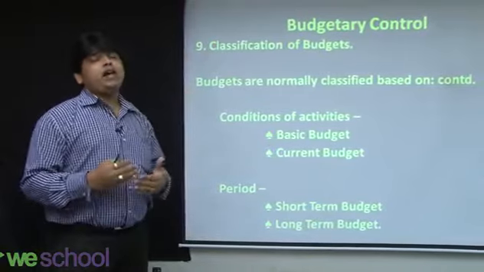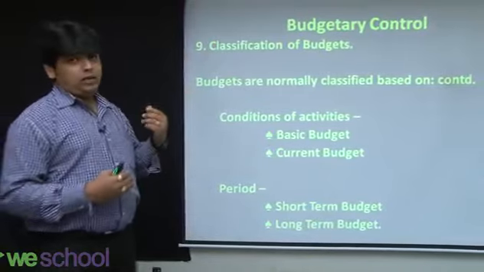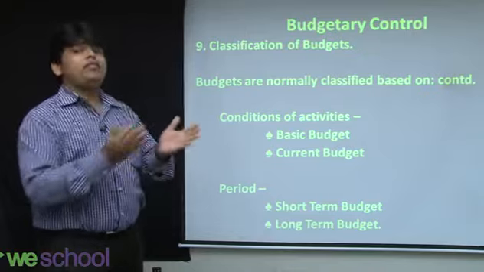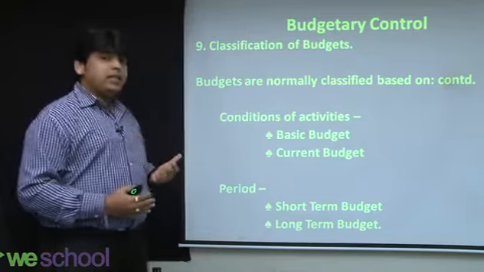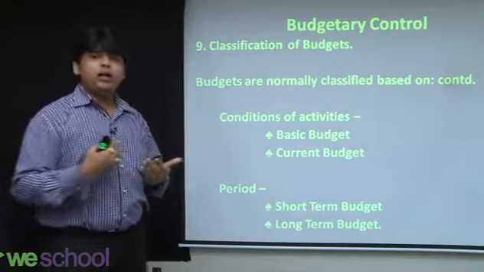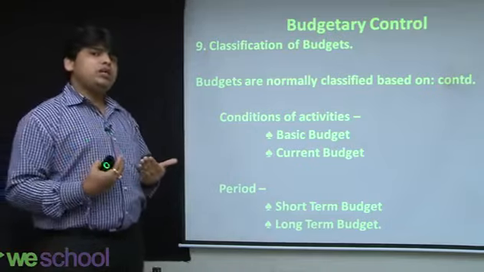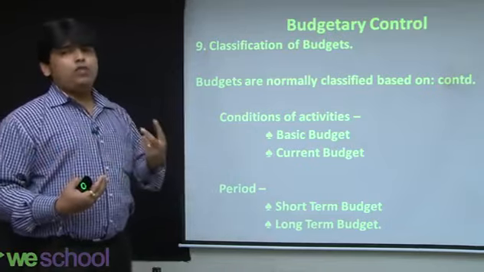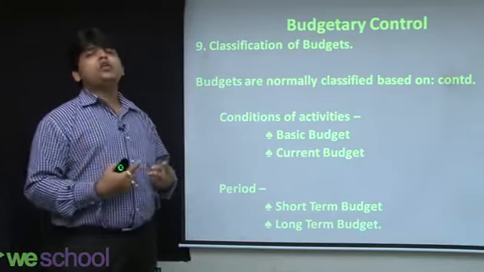Then budgets can be classified on the basis of condition of activities. Conditions mean, as I told you in the beginning, we have to make the budget in advance. So, fixed basic budget. If I am talking about a shirt manufacturing company, the basic budget is that for one shirt 2 meters of cloth are required.